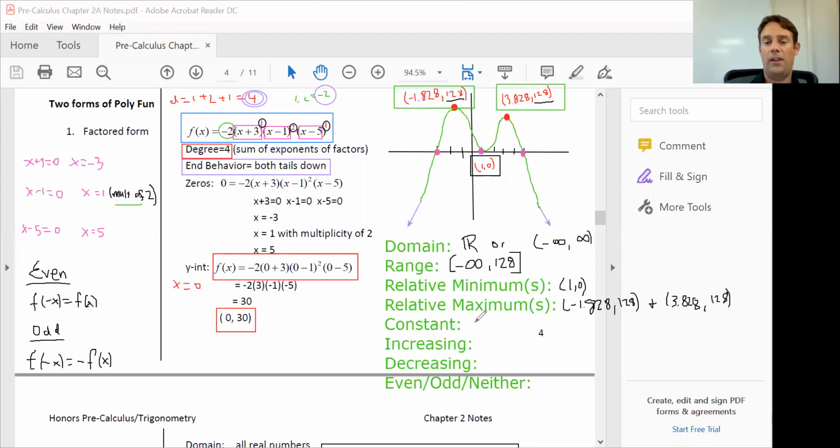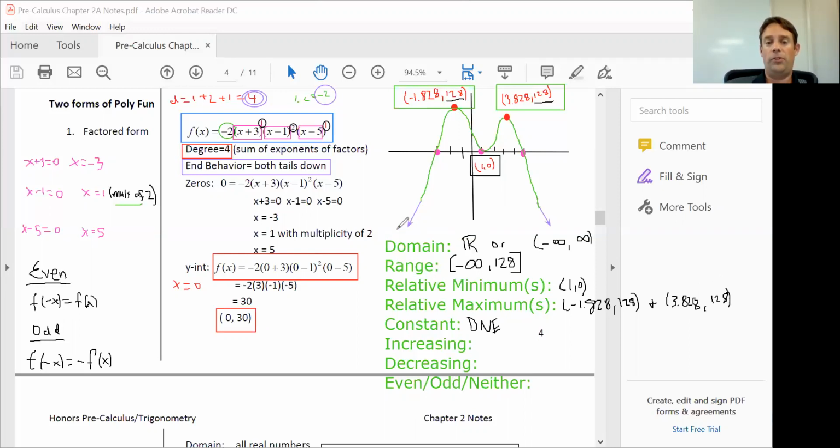Constants. There are no flat lines, so I'm going to put D and E. Again, remember, if you just say x equals the x value of your relative min, or your x value of your relative max, I'm okay with that. But there is no length to that point, so I'm okay if you just put D and E.